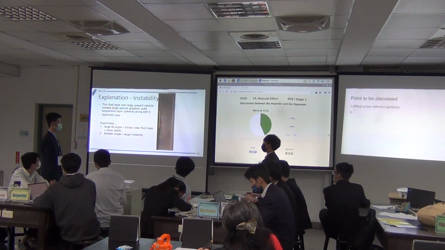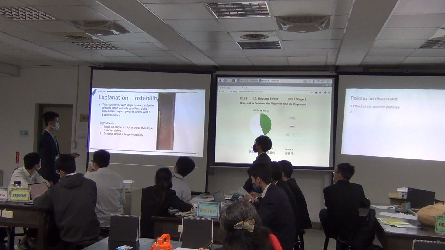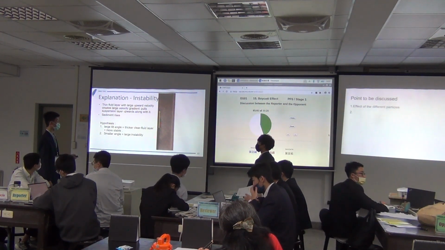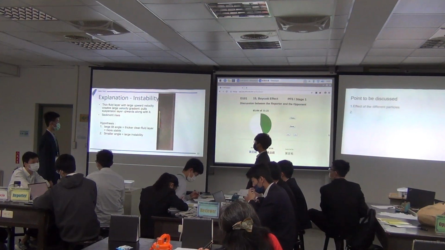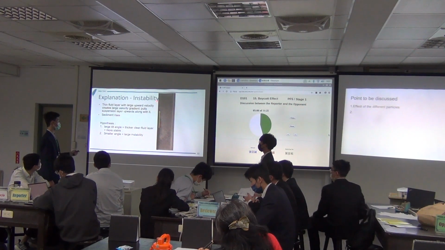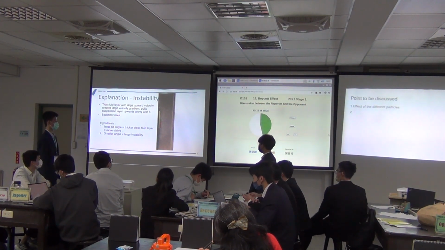I think there are other ways to make the particles suspend, probably by stirring, but stirring will cause maybe even more vortices and maybe a spiraling motion of the fluid. So we chose this way to make sure all the particles are suspended in our fluid. Okay.